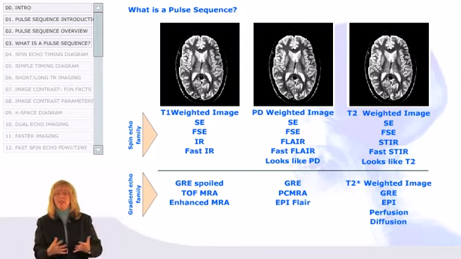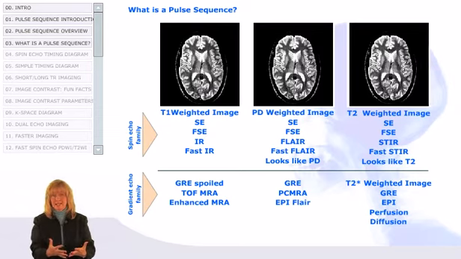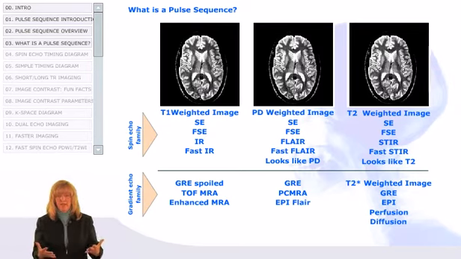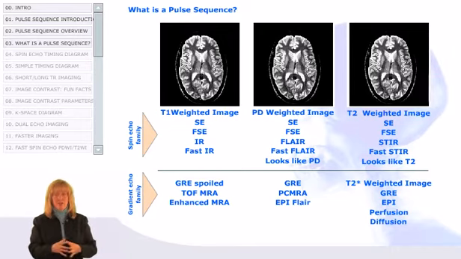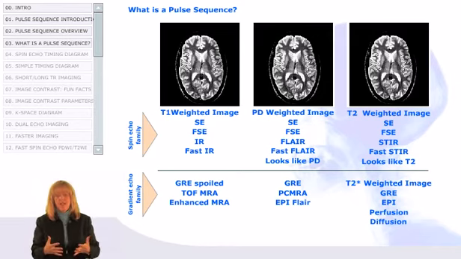Now, can you get T1 information from the gradient echo family? Absolutely. You can get a T1 weighted image with a spoiled or an incoherent or a fast field echo, T1 weighted. And that's a quicker acquisition, but it's going to have some artifacts. Time of flight MRA falls in the T1 category, as well as enhanced MRA.